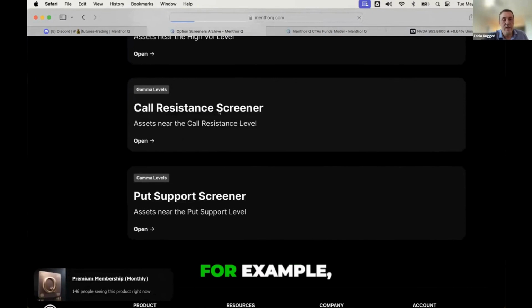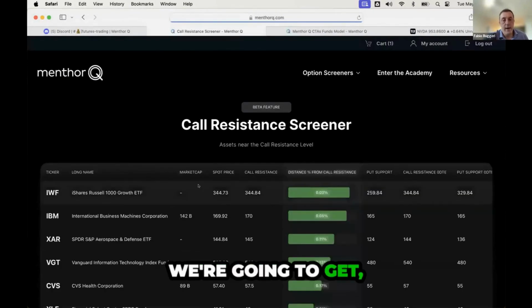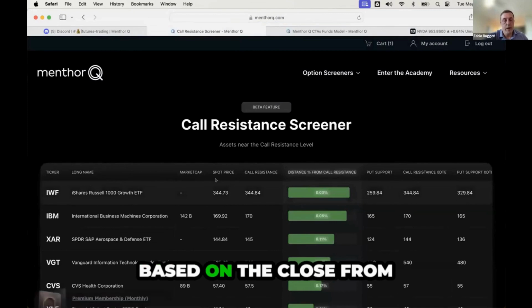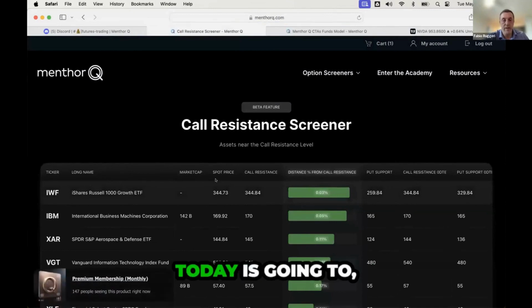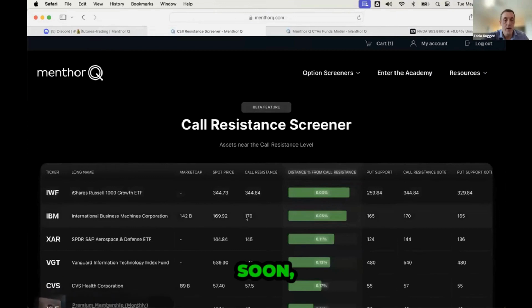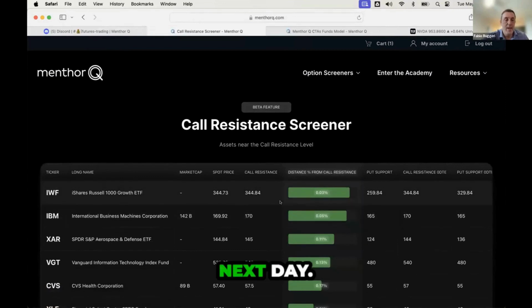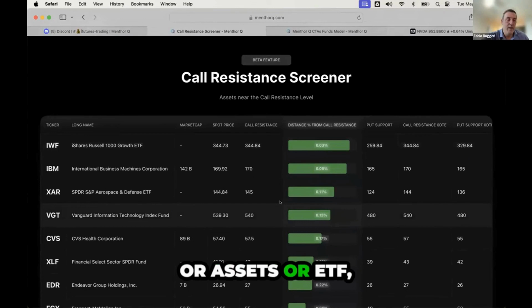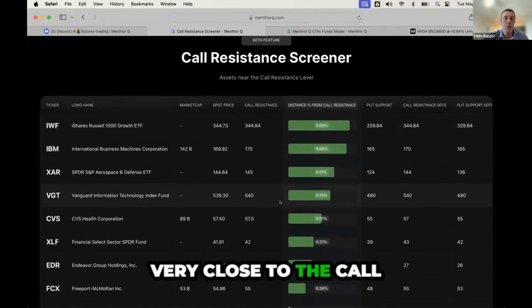If we click here, for example, we're going to get a list of stocks based on the close from yesterday, though we're going to have new data coming in very soon. Essentially, for the next day, what are the companies or assets or ETFs that are approaching or are very close to the core resistance level? Why is that important? Because the core resistance can be either a resistance zone where people close their hedges and the market tends to retrace, or it could be an inflection point. So you want to monitor those companies to potentially define a strategy for that day.